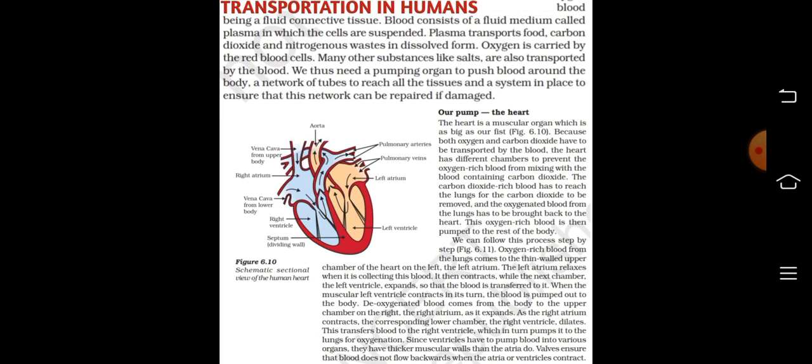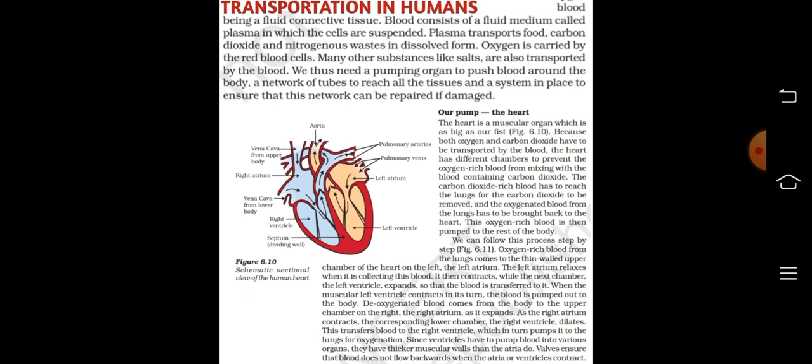We can follow this process step by step. Oxygen rich blood from the lungs comes to the thin walled upper chamber of the heart, the left atrium. The left atrium relaxes when it is collecting this blood. It then contracts while the next chamber, the left ventricle, expands so that the blood is transferred to it. When the muscular left ventricle contracts in its turn, the blood is pumped out to the body.